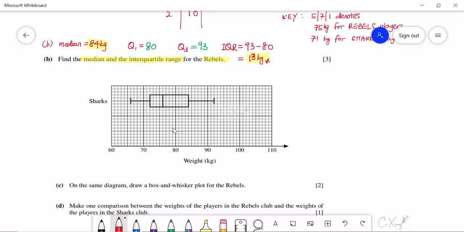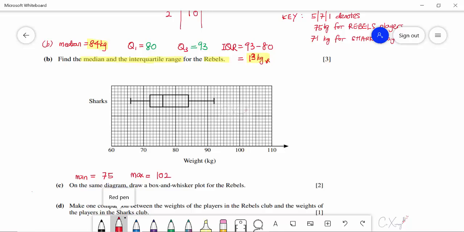If you refer back to the data that you have, the minimum value for the Rebels group will be 75. And then the maximum for the Rebels group, again, you can refer to the back-to-back stem and leaf diagram or the data. So you have 102 for the maximum.